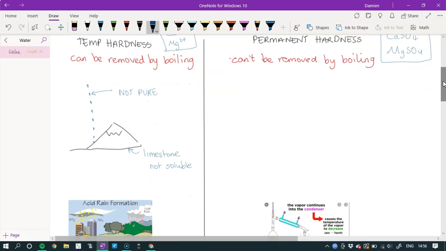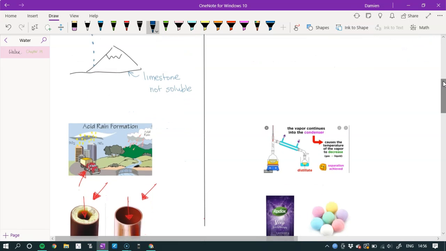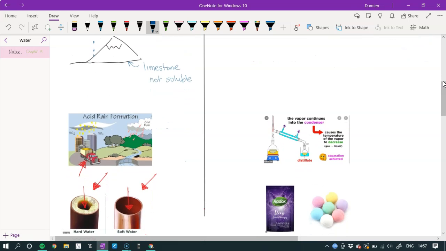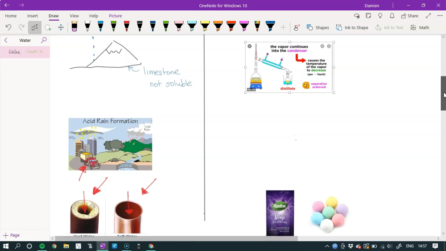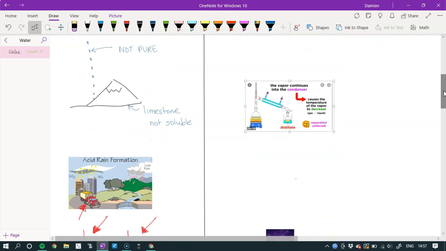So again, as we stated already, it can't be removed by boiling, so there's got to be other ways of doing it. So the first way of doing it is by distillation. So we've done distillation before, where you separate water from something else. So this is number one, distillation.